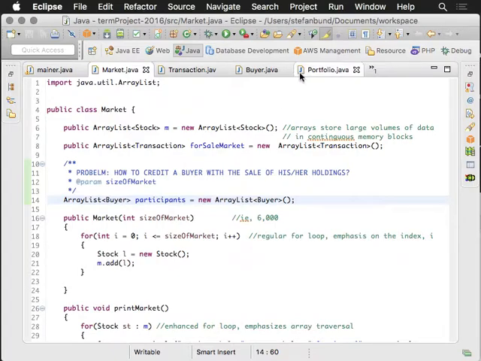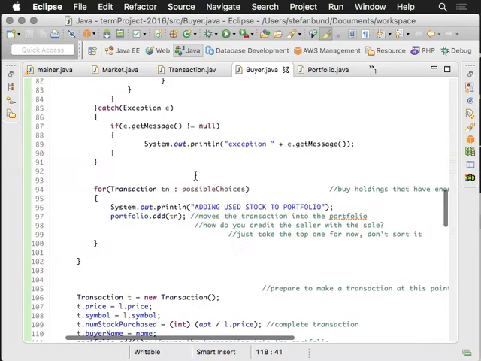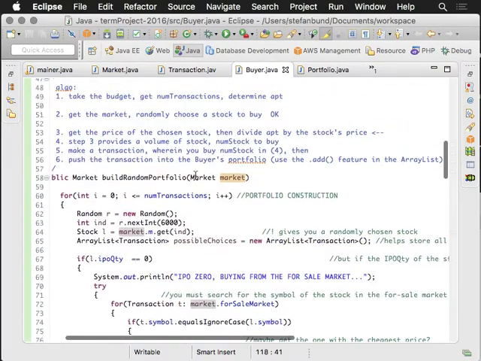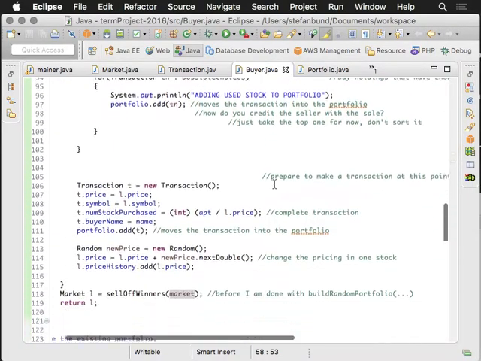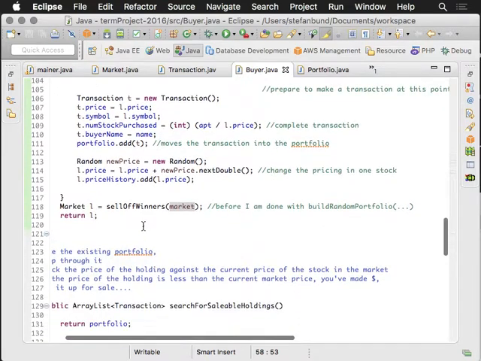So here I am inside of a buyer. Sorry, here you are inside of buyer, you're just getting a copy of the market. You're not really changing the original market just yet. You're just adjusting your copy of the market, and you're allowed to flexibly alter that market according to choices you make.